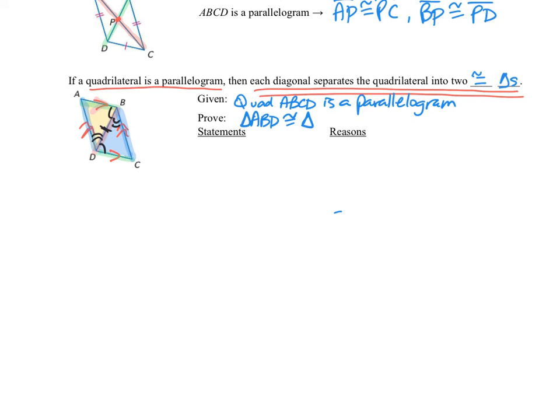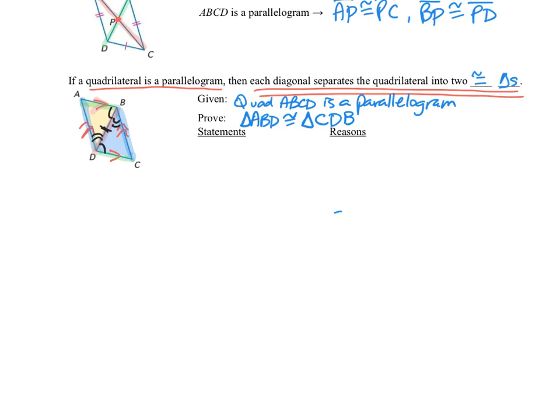Well, I need to name the blue one so that corresponding parts match up. A has no arc, so I'm going to name C first. So triangle C. And then, B has one arc, so I'm going to name D next. And then finally, D in the yellow triangle has two arcs, so that would correspond to B in the blue triangle, which has two arcs. So that's what we're going to prove, that those two triangles are congruent.